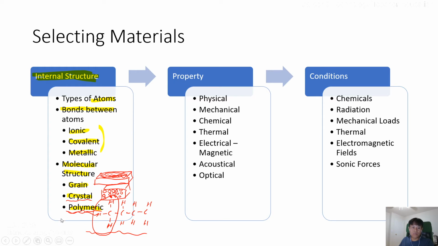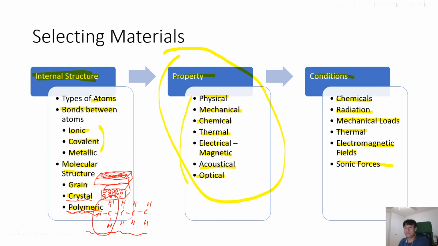And this week we're looking at the properties here. We will look at 7 properties: physical, mechanical, chemical, thermal, electronical, magnetic, and acoustical and optical. Conditions also influence the material selection: chemical condition, radiation, mechanical load, thermal, electromagnetic field, sonic force. But we focus on the properties in this class.